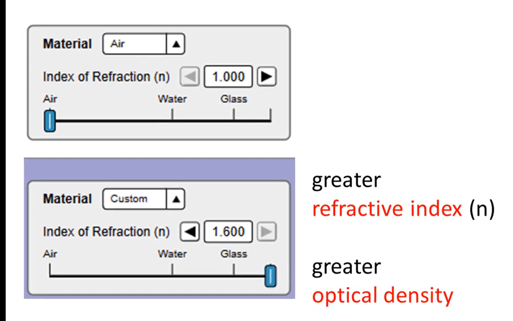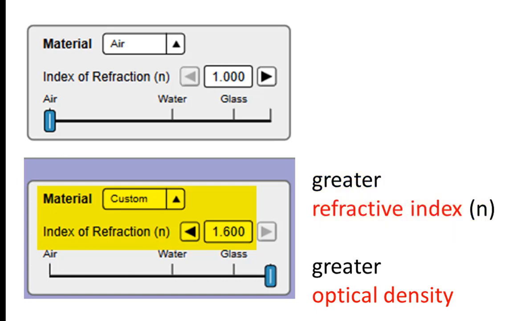Another concept that's important for us to understand is the concept of refractive index, which is related to optical density. So for example, for air, the refractive index is 1. And what that means is that light travels at the same speed through air as it does through a vacuum. Whereas here we have some other kind of medium, and its refractive index is 1,6, which is a greater refractive index than air's refractive index.